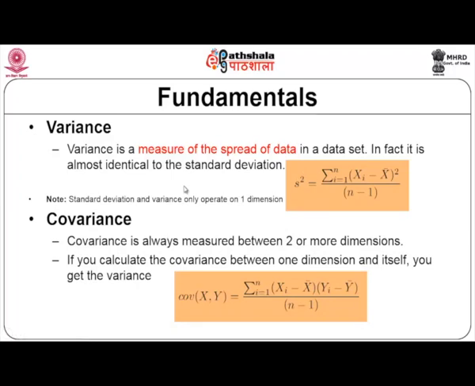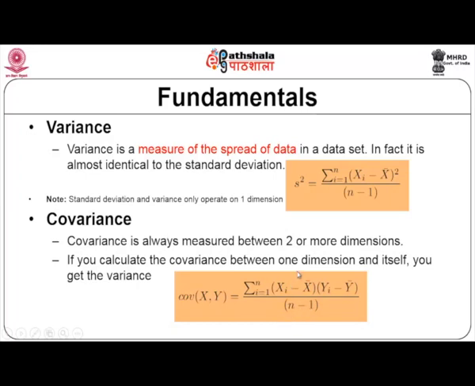Suppose you calculate the same with respect to two or more dimensions, then it is called covariance. As the name indicates, co means between two or more dimensions. So, if the same variance equation is modeled with two variables x and y, you will get two means, x bar and y bar. The difference between the data points along the x axis and the difference between the data points along the y axis will be considered. So, xi minus x bar multiplied by yi minus y bar, the whole divided by n minus 1.